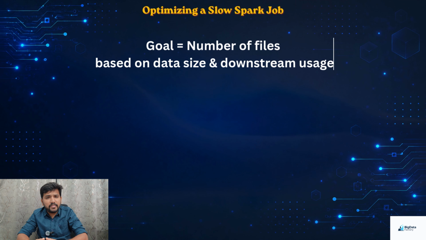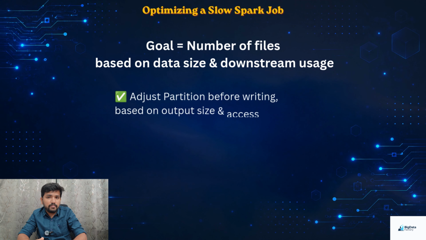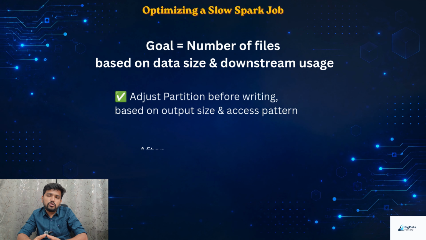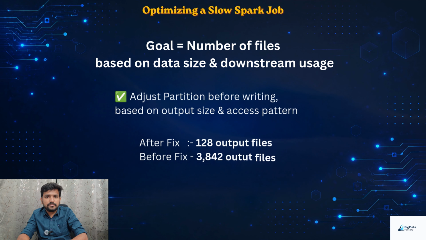But the opposite problem is also bad. If you write too few huge files, you may reduce parallelism. So the goal is to write a reasonable number of files based on the data size and downstream usage. I adjust the partitioning before writing, not randomly, but based on the output size and access pattern. After the fix, the job writes 128 output files instead of 3,842 output files.